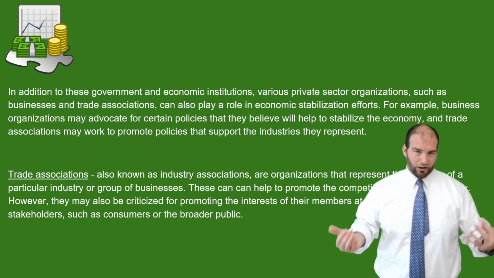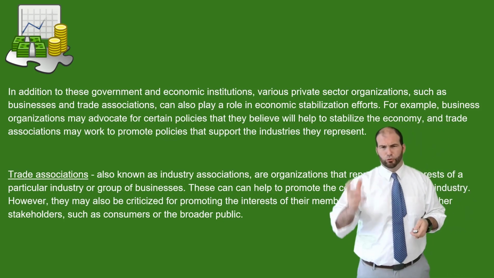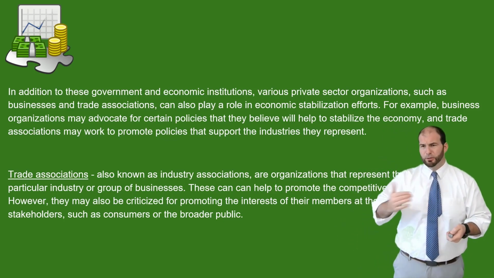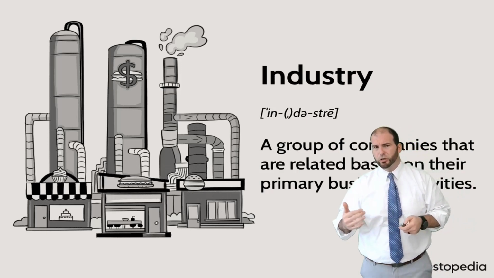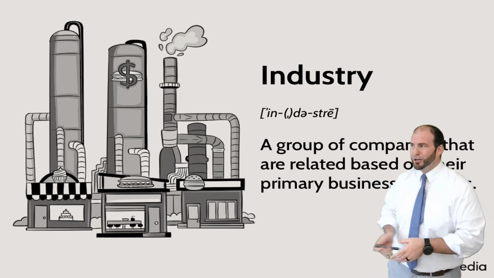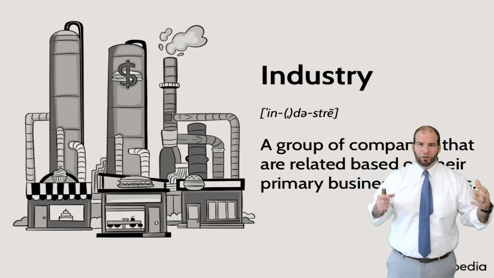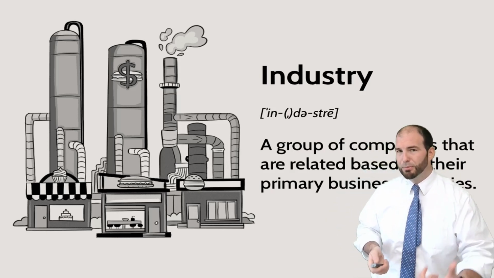So other stuff outside of the Federal Reserve that controls economic stability is trade associations, sometimes called industry associations, sometimes called business associations. So an industry association would be a group of companies that are related based on their primary business activities.